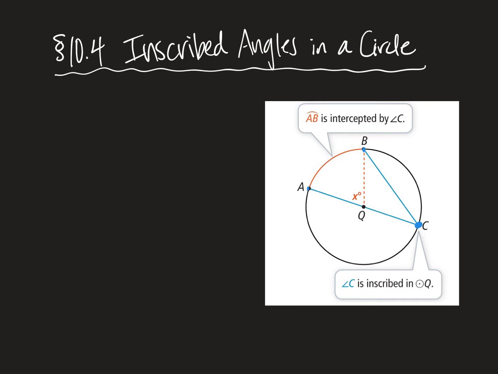So angle ACB is inscribed. Now, AB is called the intercepted arc, or the arc that is intercepted by the inscribed angle. So AB is the arc that we're talking about. Now, we already know that arc AB and X would be equal because angle X, or angle AQB, would be a central angle, and those are equal.